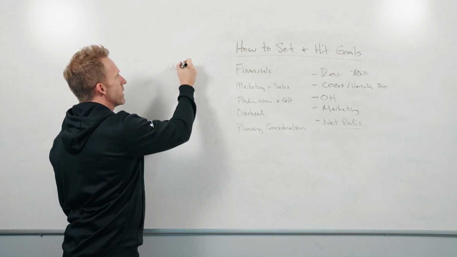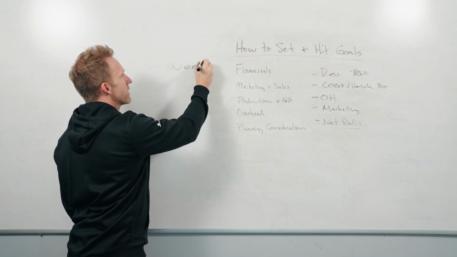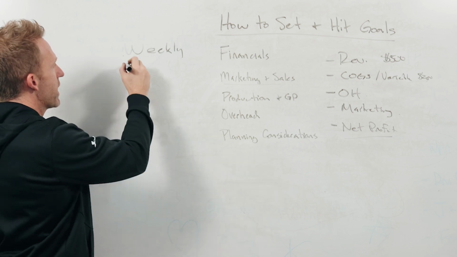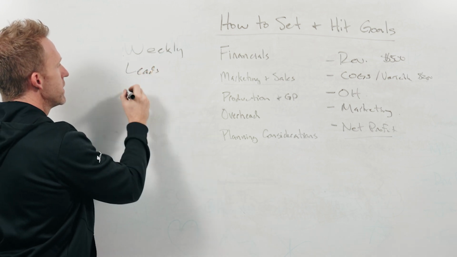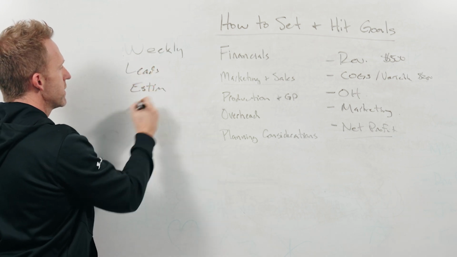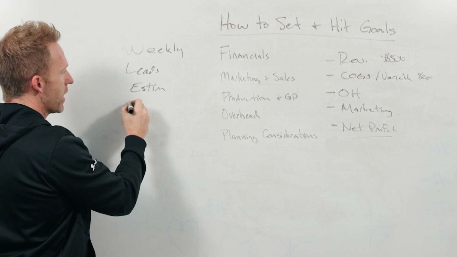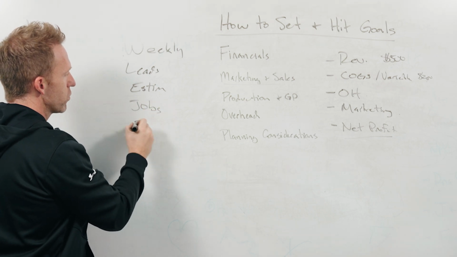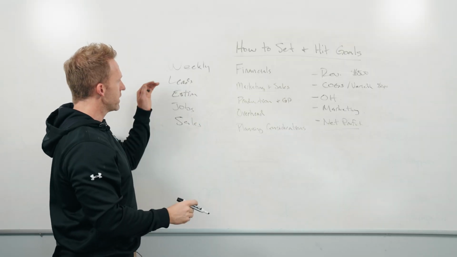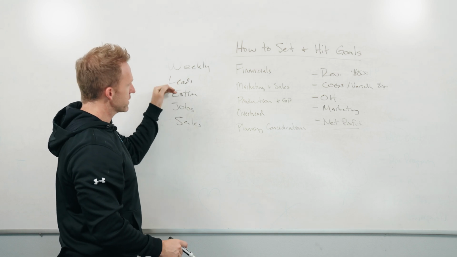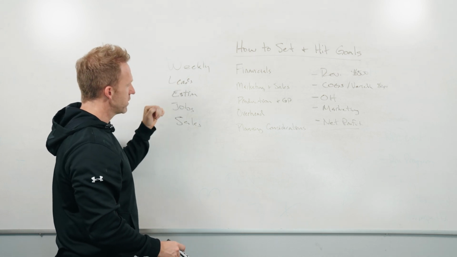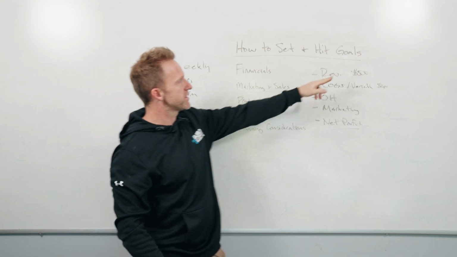So you want to track this weekly. Weekly, you're going to track your leads, your estimates done, jobs sold, and total sales. So every week, how many leads do I need to get? How many estimates do I need to do? How many jobs do I need to sell? And how much do I need to sell total to get to 500,000?